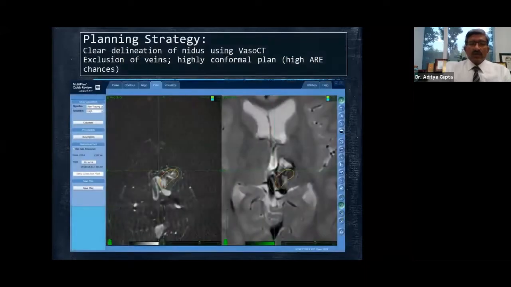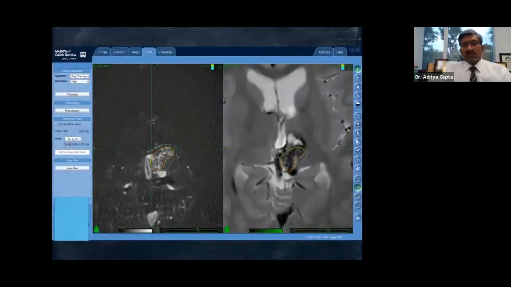So this was the outline of the AVM that we finally landed up with using the MRI and the vaso-CT. And we developed a highly conformal plan because in this location in the thalamus, there are high chances of leading up to adverse radiation effect. So this is the contour of the AVM.